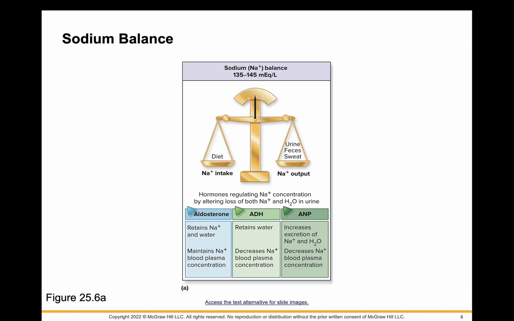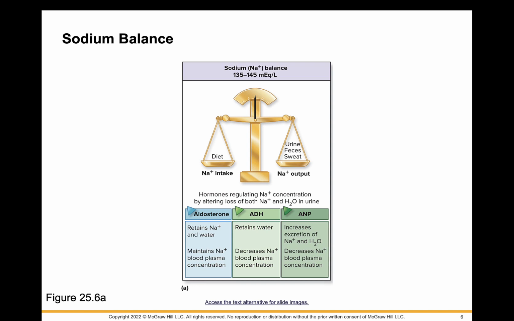And if we look at how we are losing sodium, it's illustrated here on the scales that it is typically lost in our urine, feces, and sweat. Now, there are a number of hormones that are regulating sodium concentration, and they impact sodium levels by either altering loss of both sodium and water in our urine.